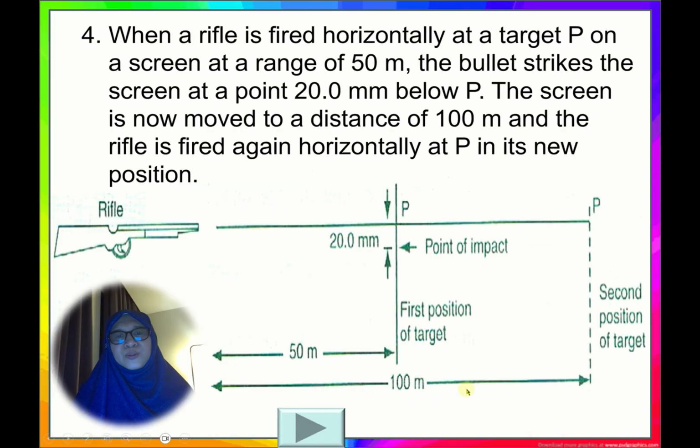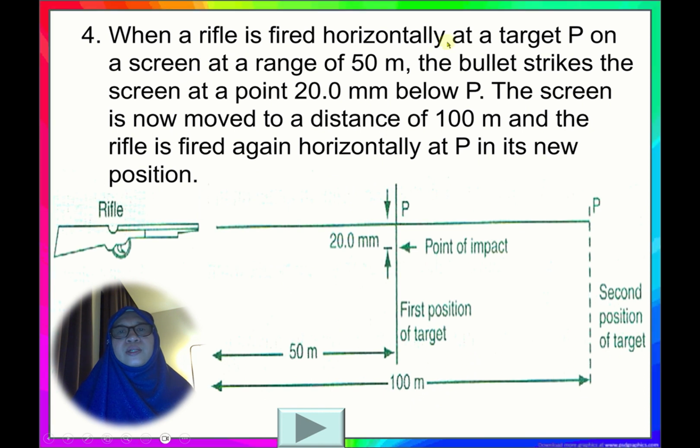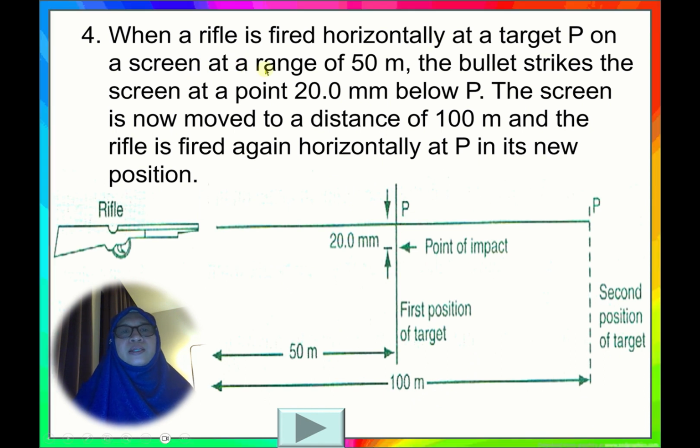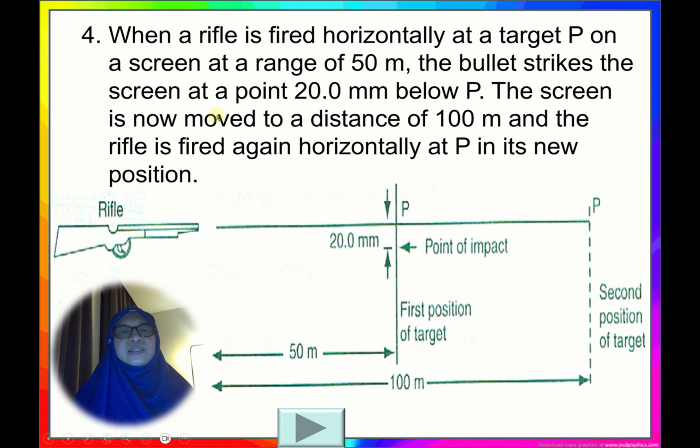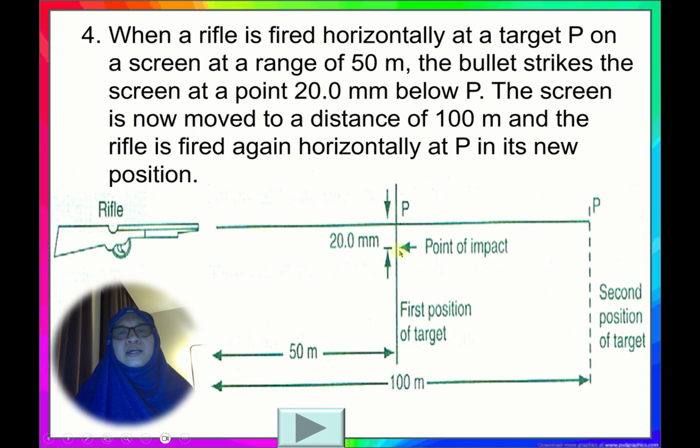Okay, next we go to question 4. When a rifle is fired horizontally at a target P here, on a screen at a range of 50 meter, so the range given here is 50 meter, the bullet strikes the screen at a point 20 millimeter below P. So this is the target point. Okay, the screen is now moved to a distance of 100 meter. So the distance doubles, 50 meter to 100 meter.